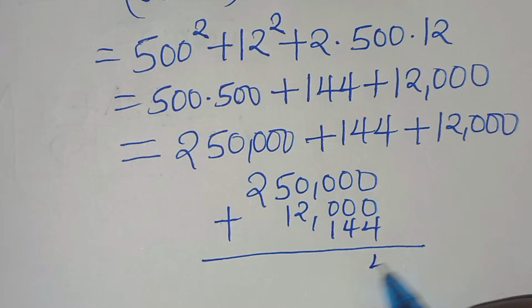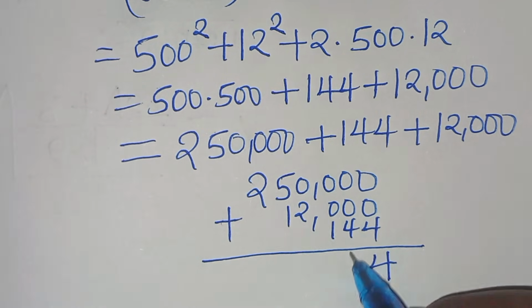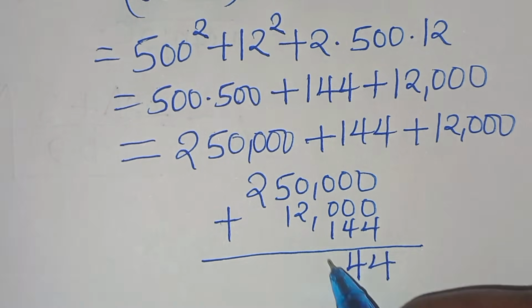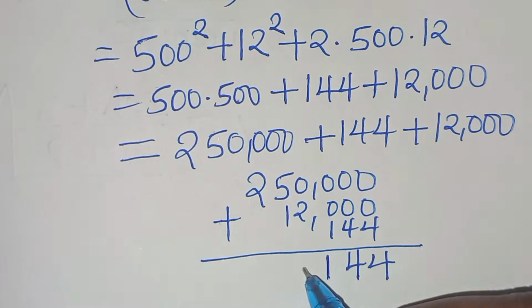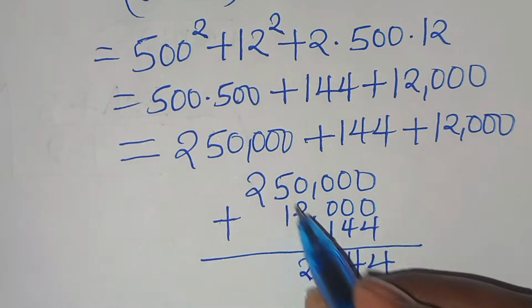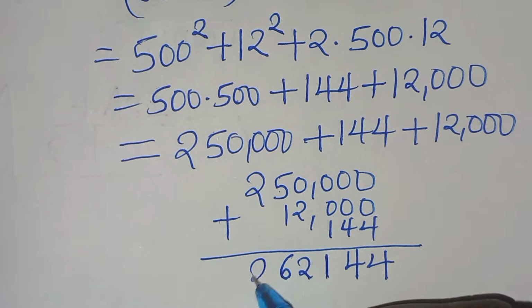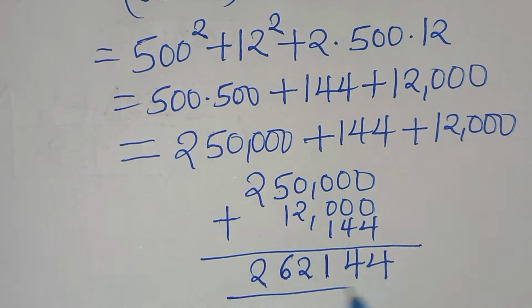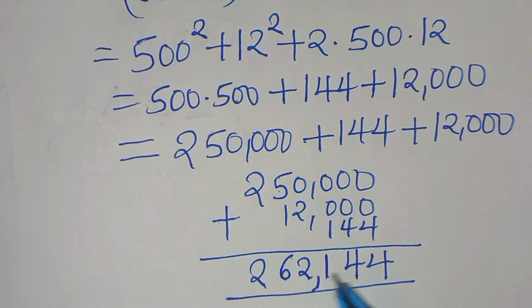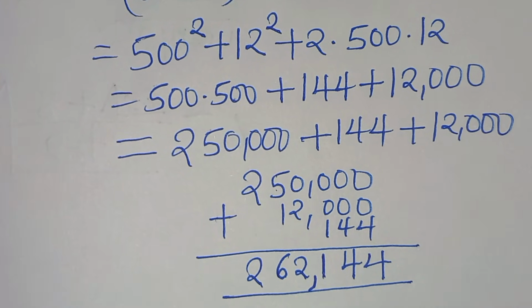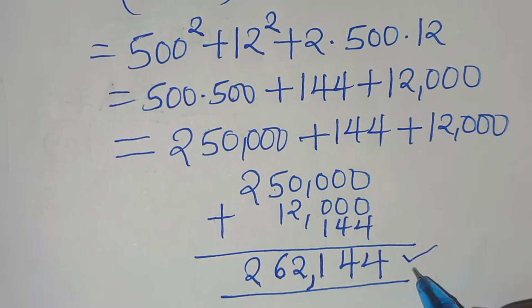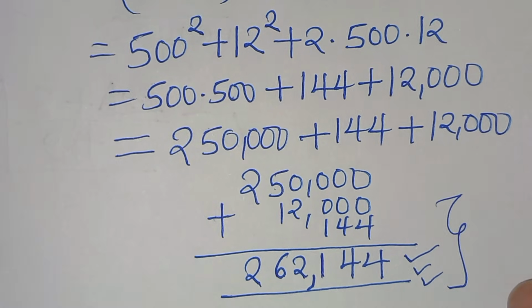So 0 plus 4, this is 4. 0 plus 4, this is also 4. Here we have 1. Then 0 plus 2, this is 2. Then 5 plus 1, this is equal to 6. And then we have 2. So we have 262,144. And this is the solution to this square root math problem.